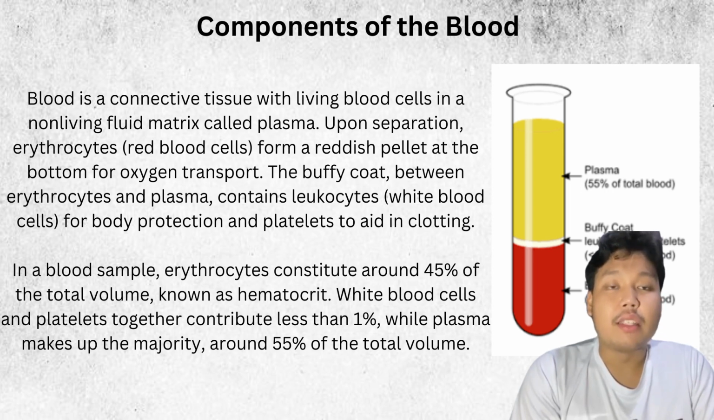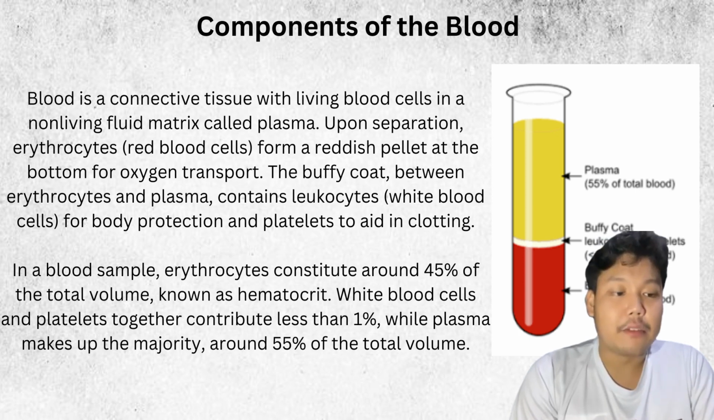How can you say blood is a connective tissue? Blood is considered a connective tissue because it has a matrix, known as plasma, and it serves to connect various parts of the body.